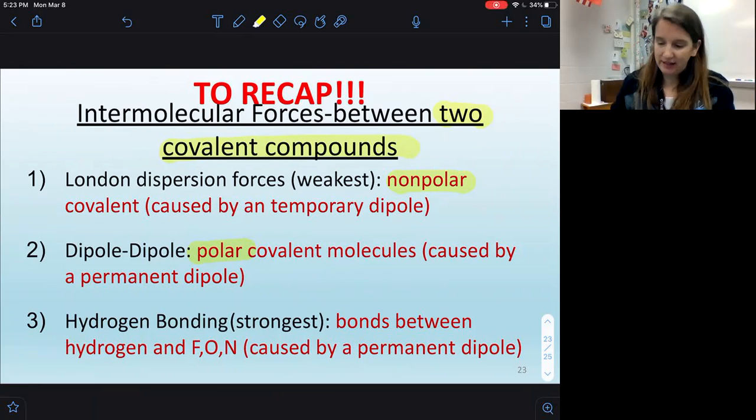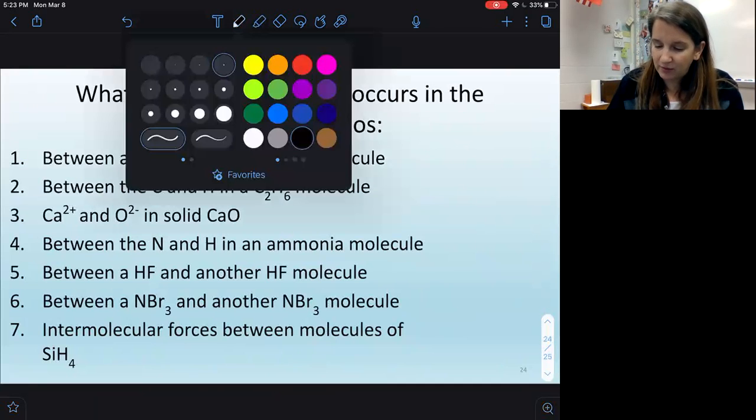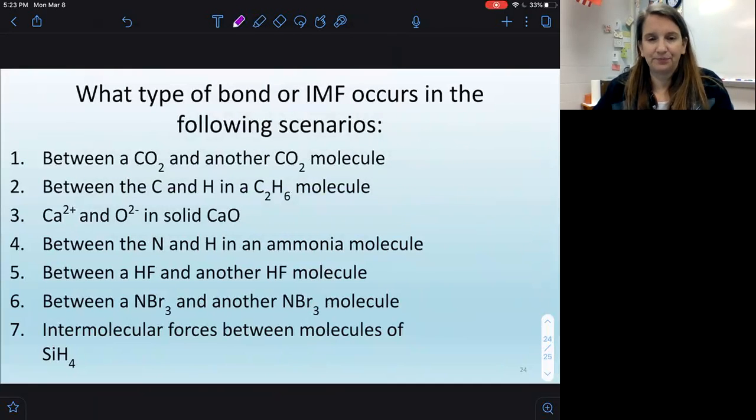And then hydrogen bonding is between hydrogen and fluorine, oxygen, and nitrogen. When those two things are bonded together in a molecule, it creates a really strong dipole that can form a really strong dipole-dipole interaction with another nearby molecule. The types of questions we can ask about this can get a little bit tricky to understand, so you really want to look at what the question is asking.